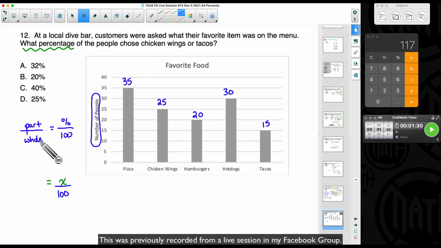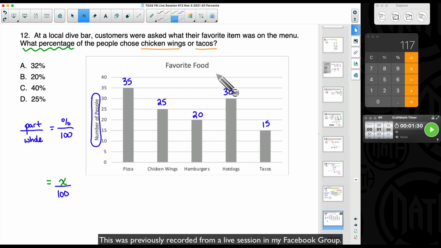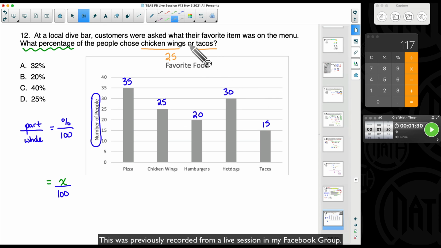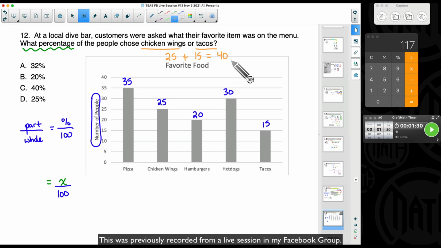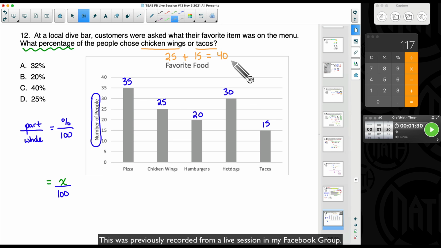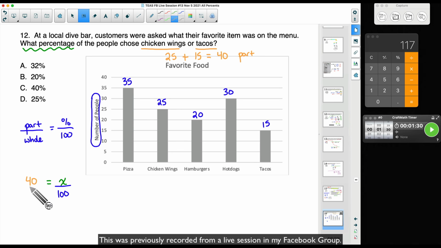Now, part and whole. So part, what are we trying to find? We're trying to find the percentage of people who chose chicken wings or tacos. Chicken wings was 25 people. Tacos was 15 people. Now we add these together. It could be chicken wings or tacos. We add them together. This is a total of 40 people. Now, y'all, these 40 people do not represent the total number of people. These 40 people only represent part of the customers, a portion of the customers. So that 40 is going to go in our part spot.